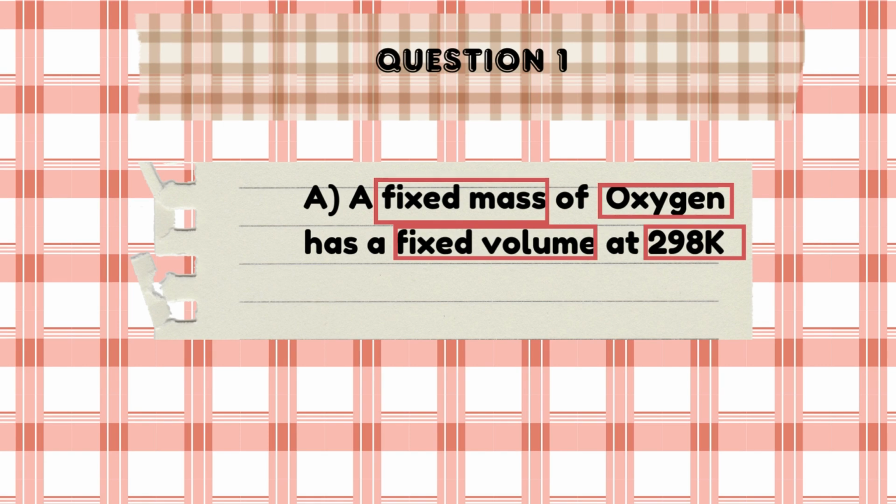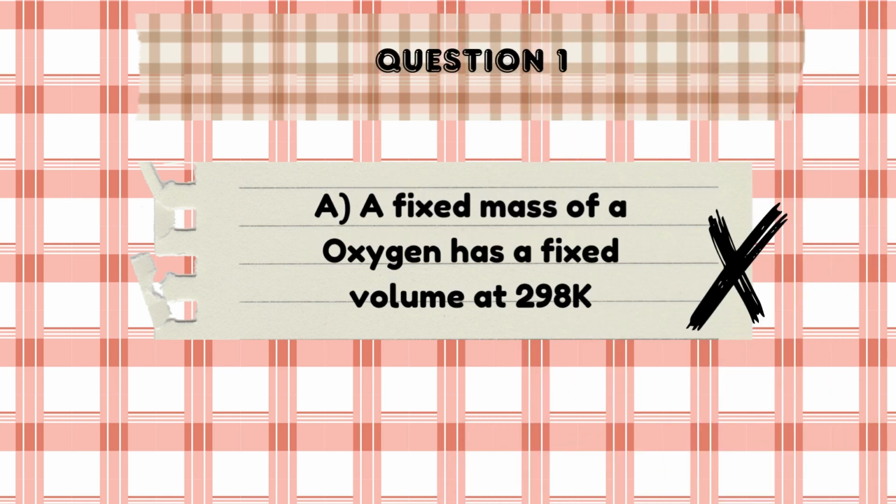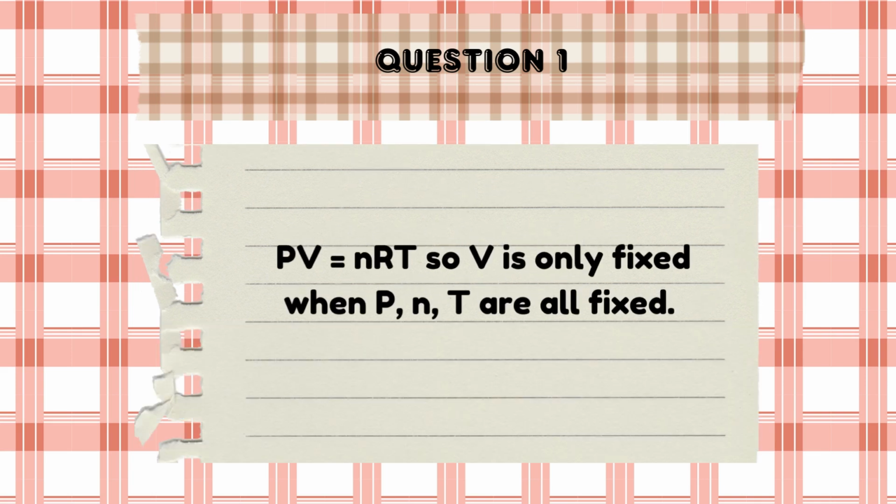For example, in A we have fixed mass, oxygen, fixed volume, and 298 Kelvin. The first statement is wrong. We can see that oxygen is a gas, so it follows the equation pressure times volume equals moles times R times temperature. Fixed mass means that the number of moles is fixed, since n, or mole numbers, equals actual mass over molar mass. Temperature is set at 298 Kelvin, so it is also fixed, and R is a constant, but we do not know the pressure, so volume can still change.